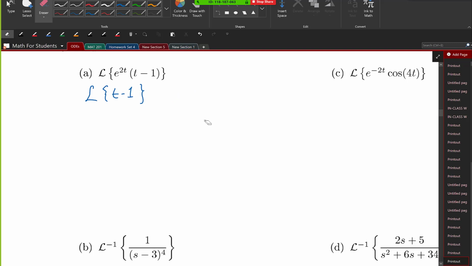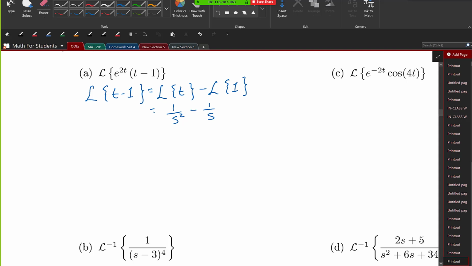So this is the Laplace transform of t minus the Laplace transform of 1, and we need that linearity property. Otherwise, we'd have to derive this one individually, which would be a pain. So this comes out to be 1 over s squared minus 1 over s. Okay. So we know how to do the Laplace transform of t minus 1.